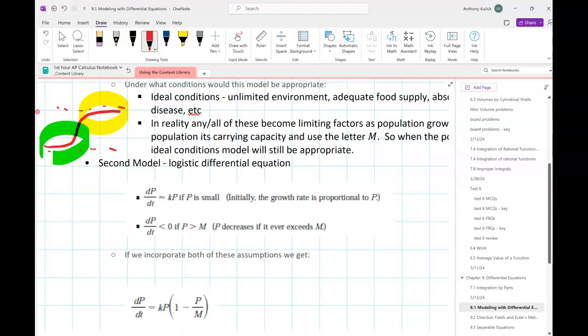So ideally what we'd want is a model that behaves exponentially when that population is small, where resources would be plentiful, and then the growth rate becomes negative if your population ever exceeds that carrying capacity. So for example, if you dip over here, we would want it to come back negative. So you end up back at the carrying capacity, right?